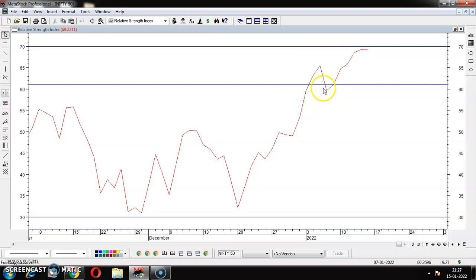One of the most popular indicators is RSI, the relative strength index. I have already plotted an RSI over here. You see, above 50 RSI is termed bullish, and the RSI value right now is 69.2. This is above 50, so RSI is bullish.